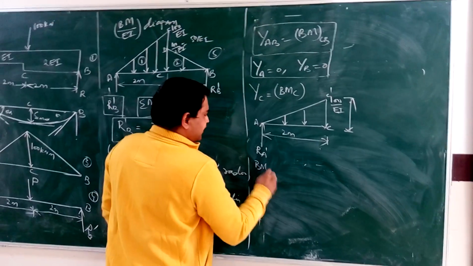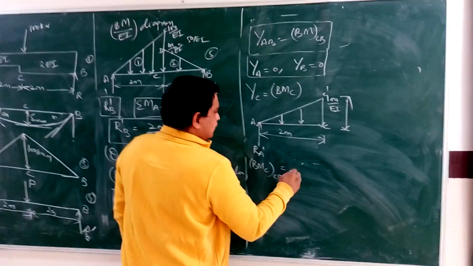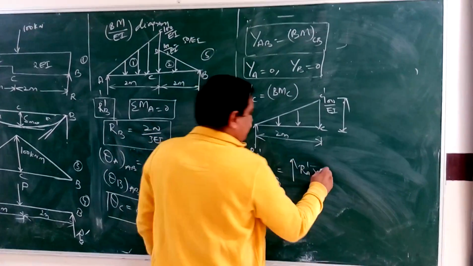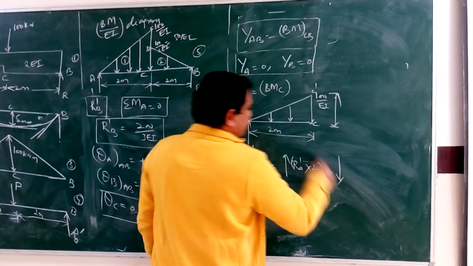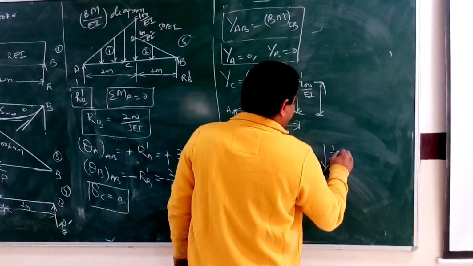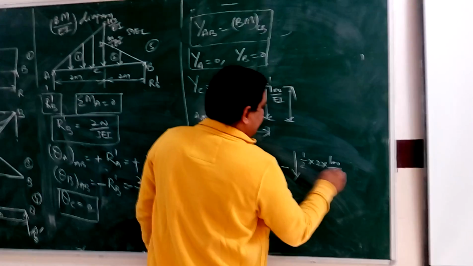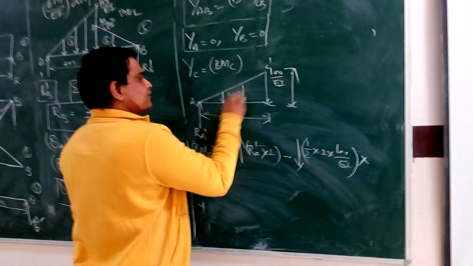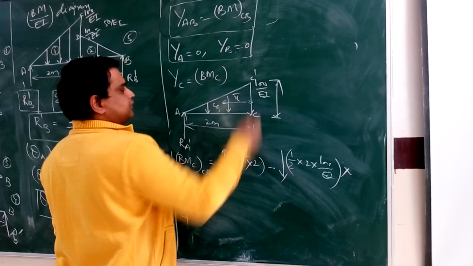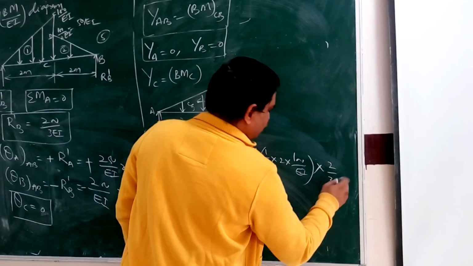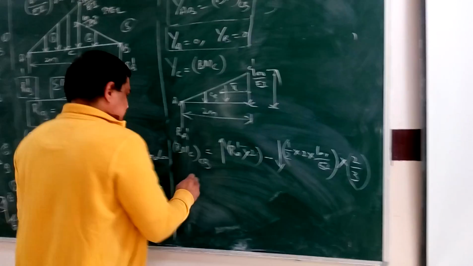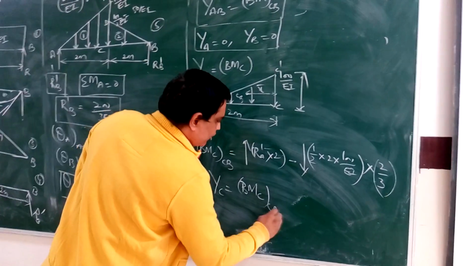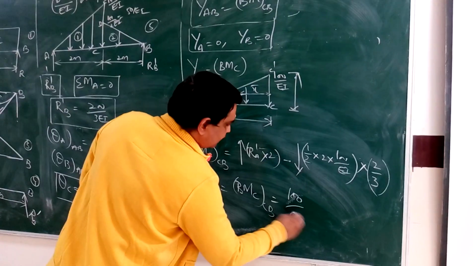Bending moment at C of the conjugate beam: RA dash is acting upwards and we are taking moment at C. The distance from A to C is 2 meters, minus the force acting downward. Area of the triangle is half into 2 into 100 by EI. This is acting vertically down, and we have calculated the centroidal distance, x dash, which is 2/3 of its base. And the deflection at C is the bending moment at C of the conjugate beam. It is 100 by EI.